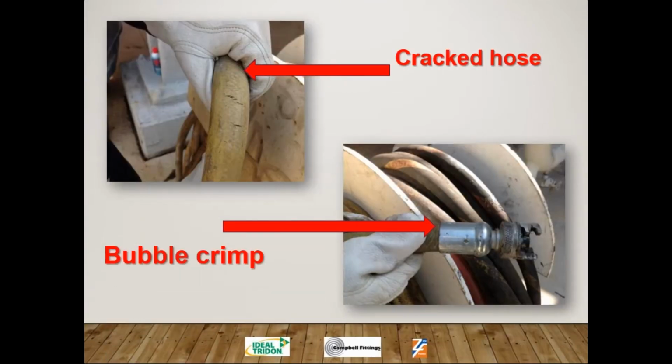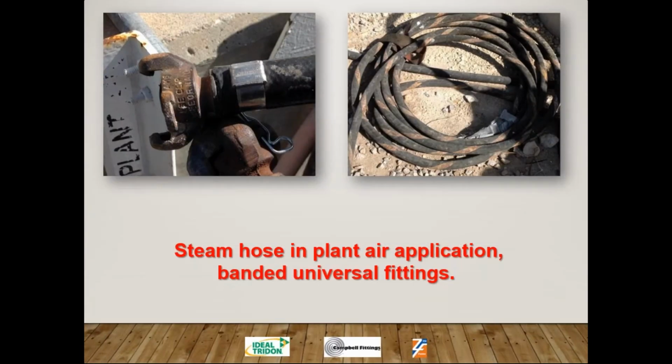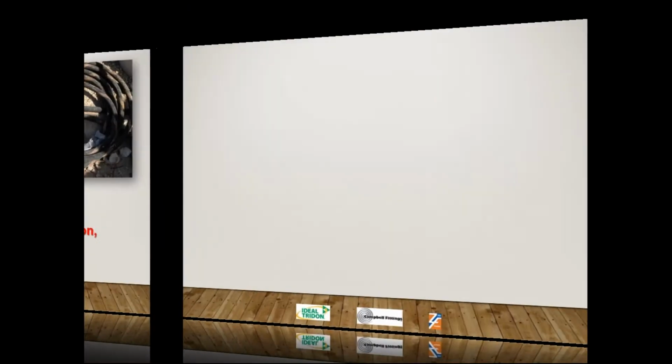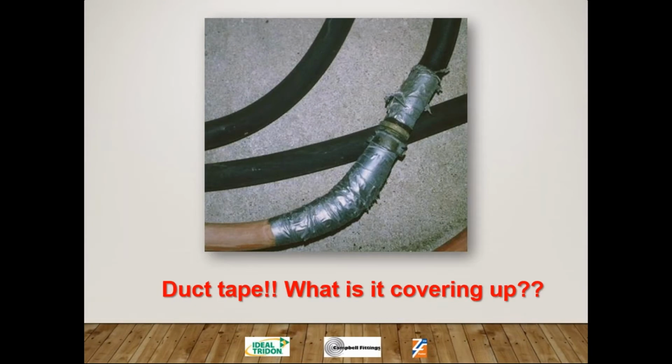Cracked hose, bubble crimp. This is a very obvious steam hose. So a typical steam hose, that red and black version, is obviously a steam fit hose with a universal fitting on there with one band. But in this particular occasion, this was a steam hose in a plant air application. Again, they ran out of air hose. So what do they do? They grabbed a steam hose. Duct tape.